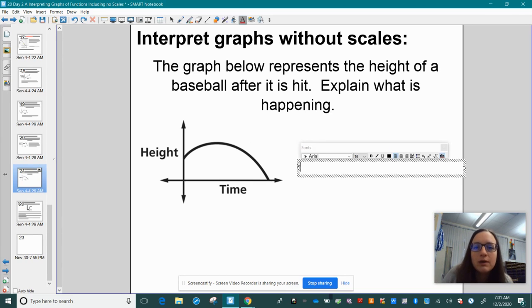All right, the graph below represents the height of a baseball after it is hit. Okay, this one's different than the golf ball. Notice it's not starting on the ground. But do you start with the baseball on the ground? No. Usually you hold the bat, and it's usually right around your body level.